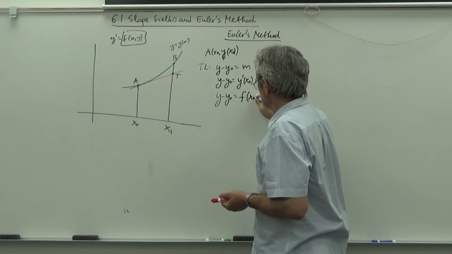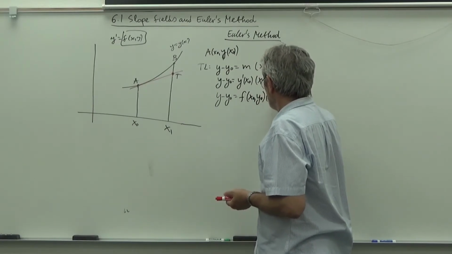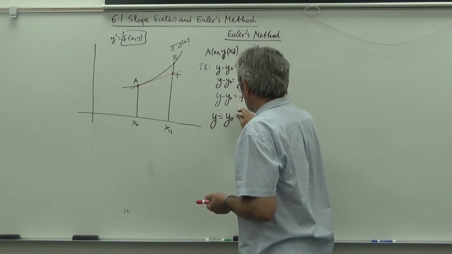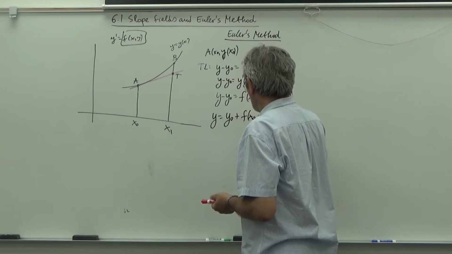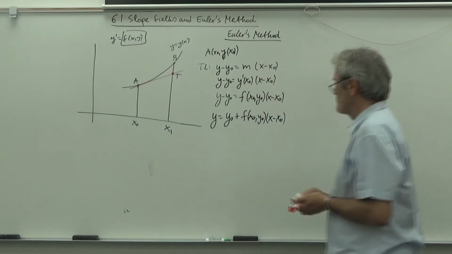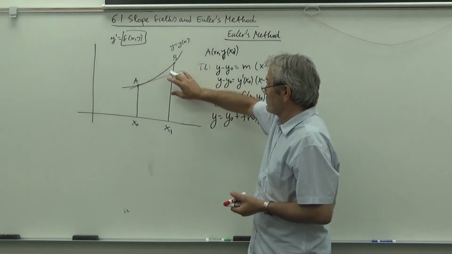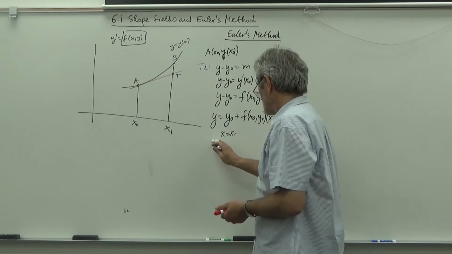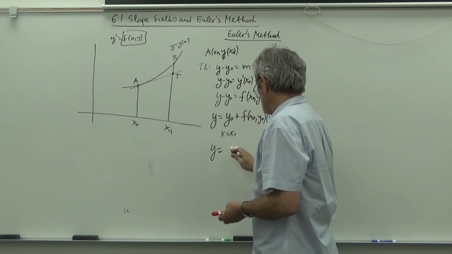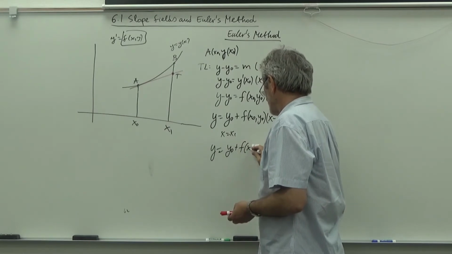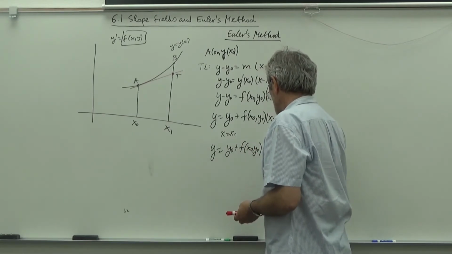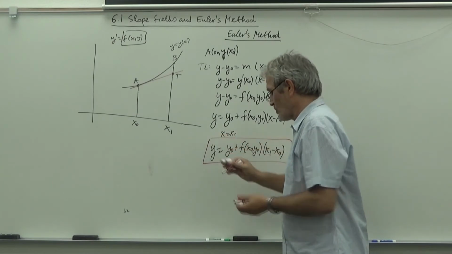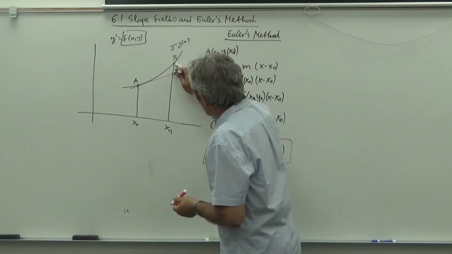f of x0, y0 times x minus x0. So from here, I'll solve the equation: y equals y0 plus f of x0, y0 times (x minus x0). And then, if I want exactly the point when x equals x1, then I get y equals y0 plus f of x0, y0 times x1 minus x0. And then the crucial formula for Euler's method, and I call that y1. So this is x1, and I'll call this y1.